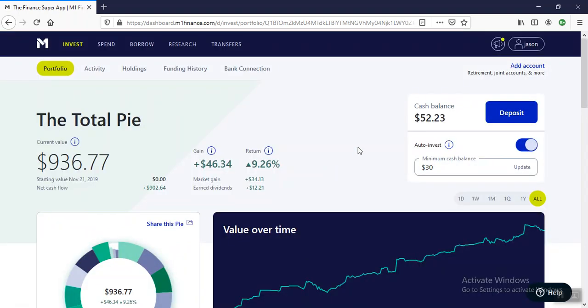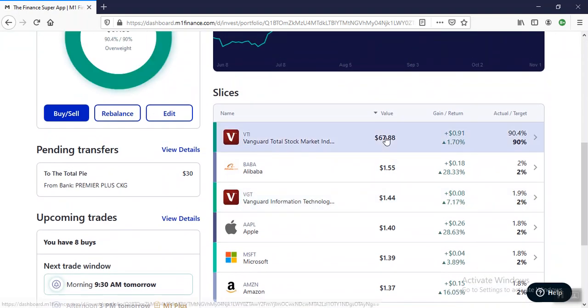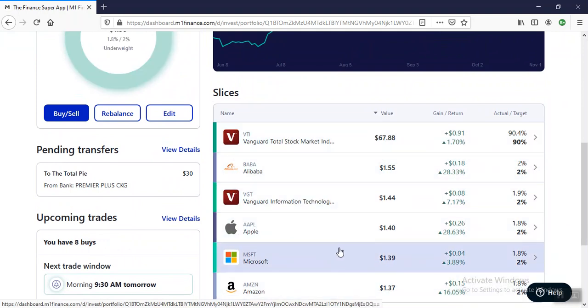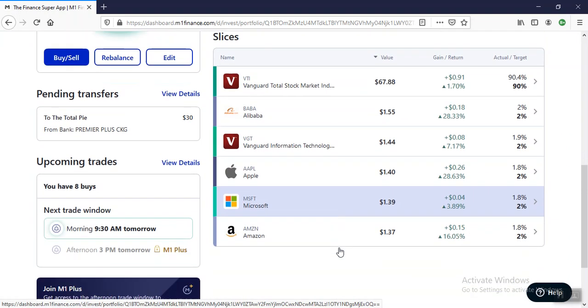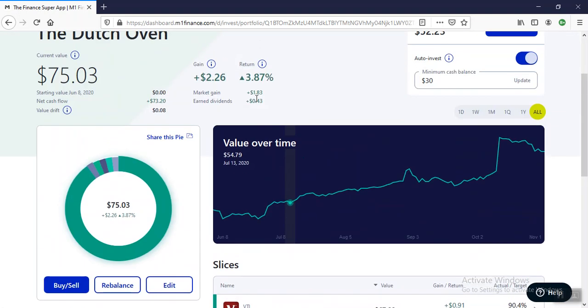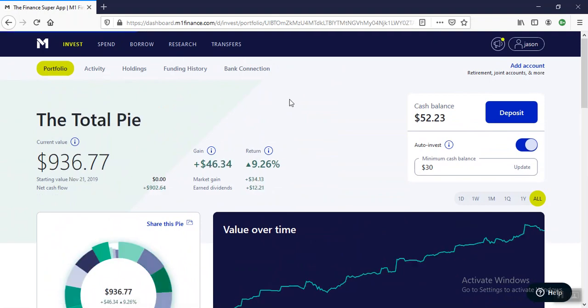The Dutch oven, that's up 3.87%. And I'm gonna do something with these. I'm gonna get rid of them because I don't really like it, because I mean, tech is overbought anyways, and it was just something as a placeholder I had set up in the beginning in June.